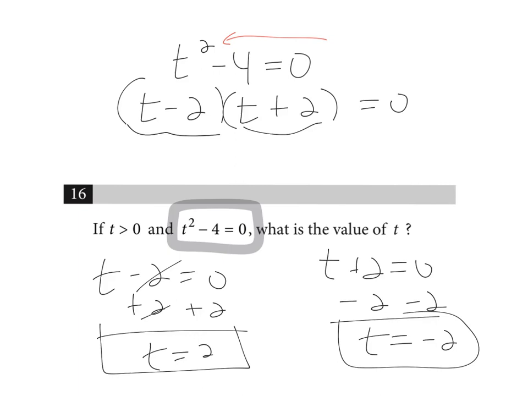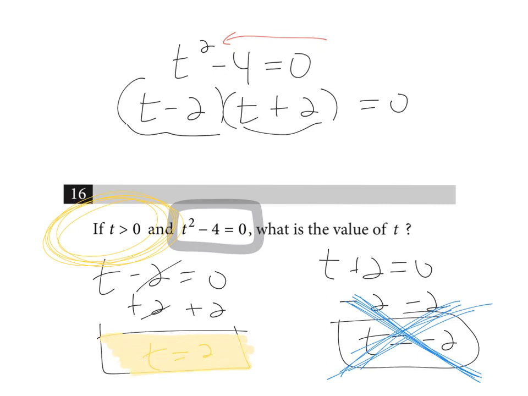But the question tells you that t is greater than 0, so t can't be negative 2 in this problem. So the question is asking you what is the value of t. So in this case, t is equal to positive 2, and only positive 2.